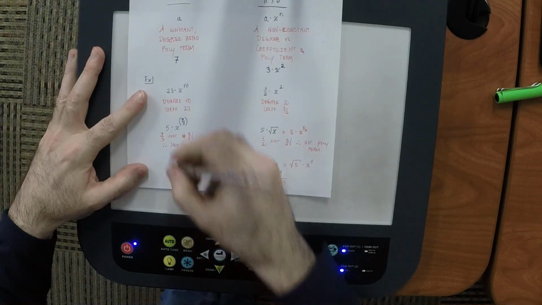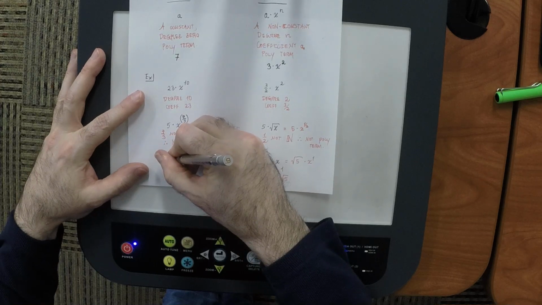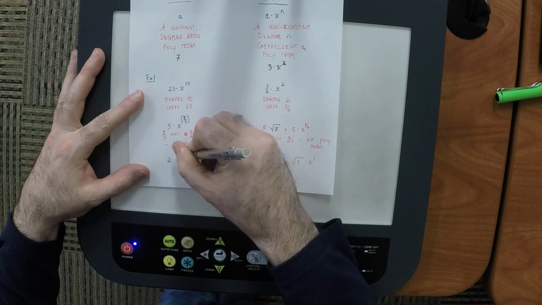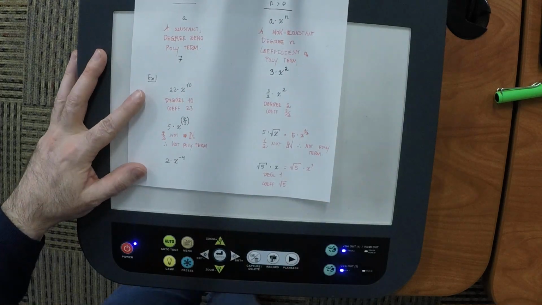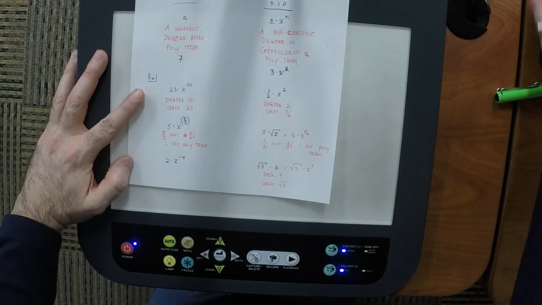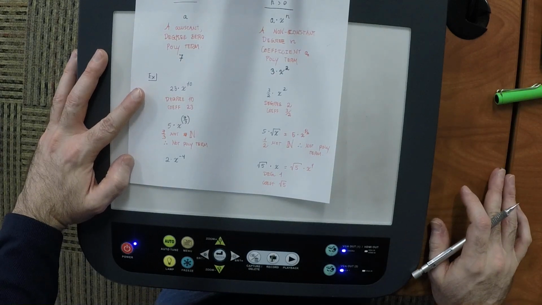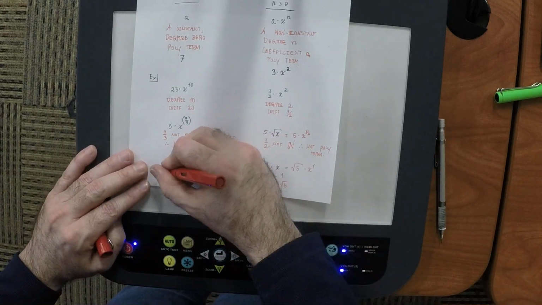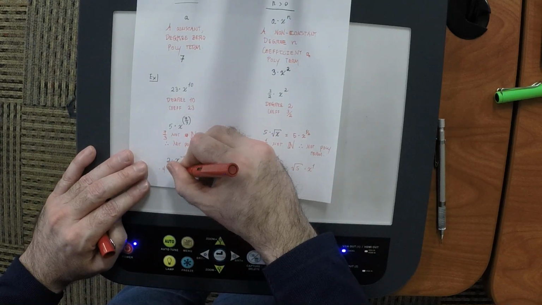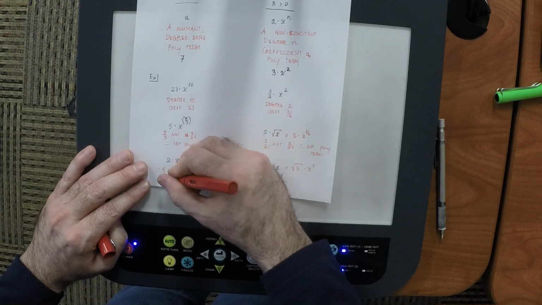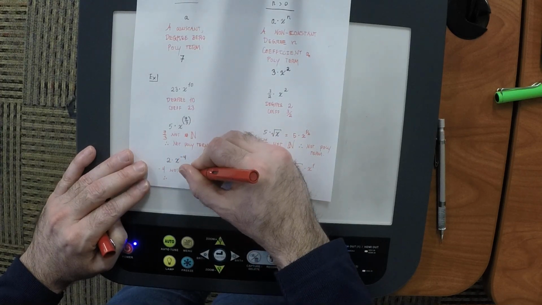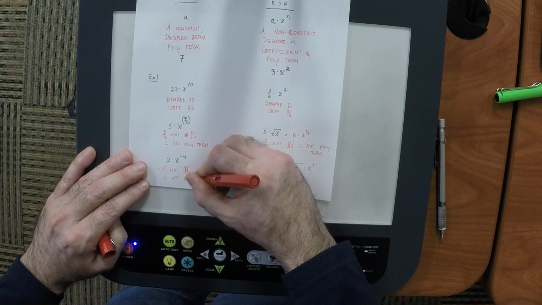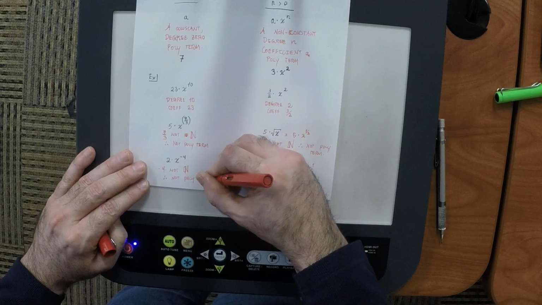Okay, and then for completeness, how about this one? 2 multiplied by x to the negative 4. How about that? Is that a polynomial term? It is not, because negative 4 is not natural. So therefore, not a polynomial term. So any question about these?